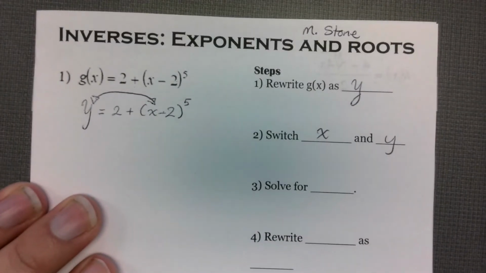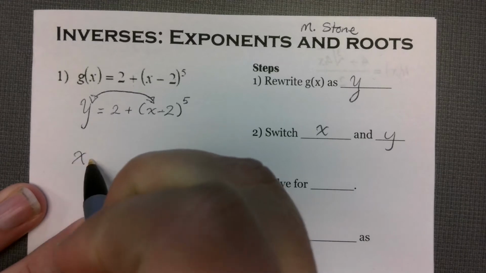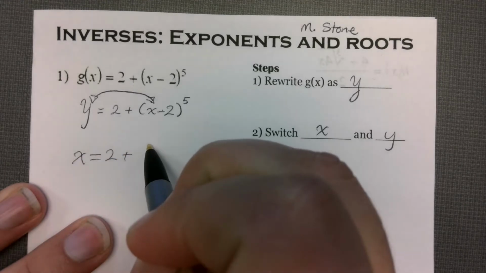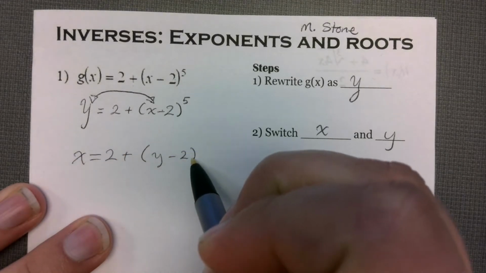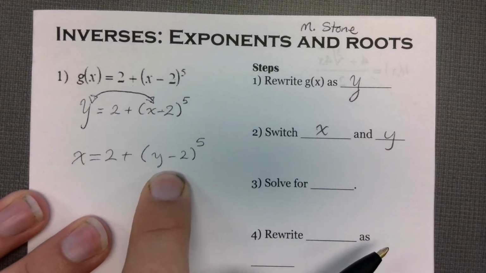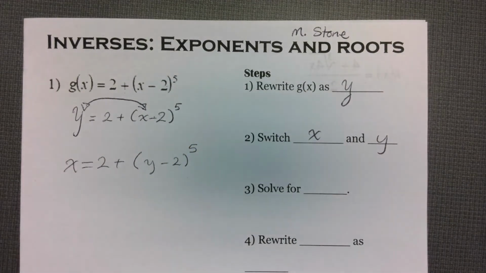So instead of y, what am I going to write? Boom. Everything else is exactly the same. I haven't changed the signs. I haven't changed the numbers. I haven't changed a blessed thing.